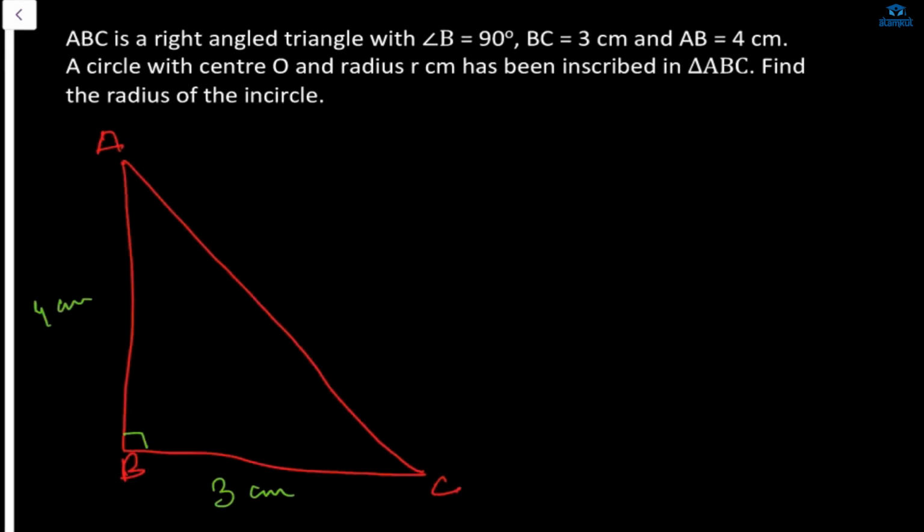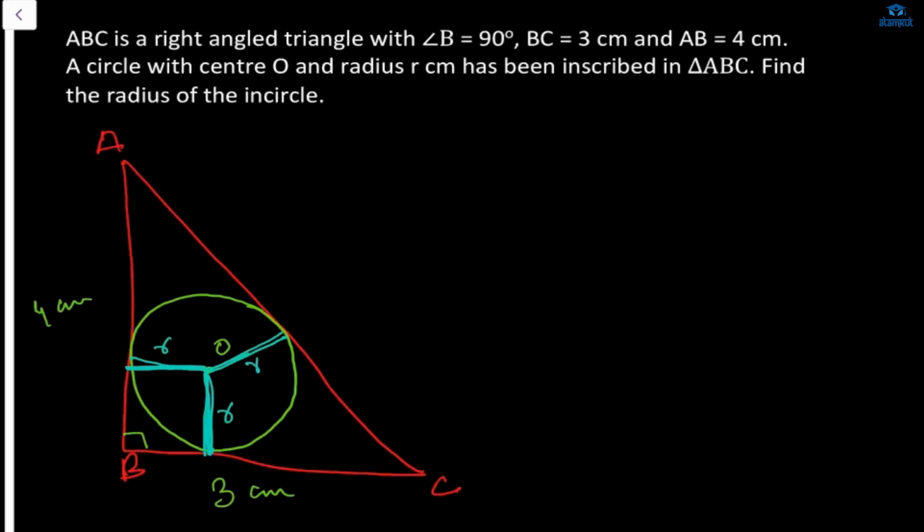Circle is drawn, has inscribed. Inscribed means it will be touching the sides. Now center is O, and it will be touching the side. So this will be R. I'm just drawing the perpendicular one. There can be so many points, but this will be perpendicular because this will be the tangent.